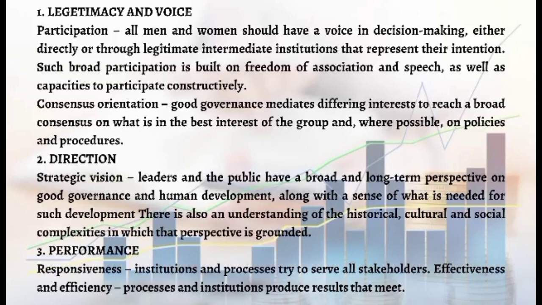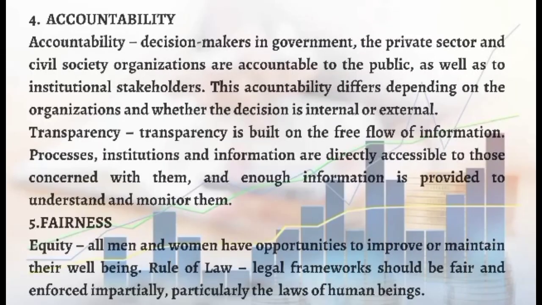2. Direction. Strategic vision. Leaders and the public have a broad and long-term perspective on good governance and human development, along with a sense of what is needed for such development. There is also an understanding of the historical, cultural, and social complexities in which that perspective is grounded. 3. Performance. Responsiveness. Institutions and processes try to serve all stakeholders. Effectiveness and efficiency. Processes and institutions produce results that meet needs. 4. Accountability. Decision makers in government, the private sector, and civil society organizations are accountable to the public as well as to institutional stakeholders.